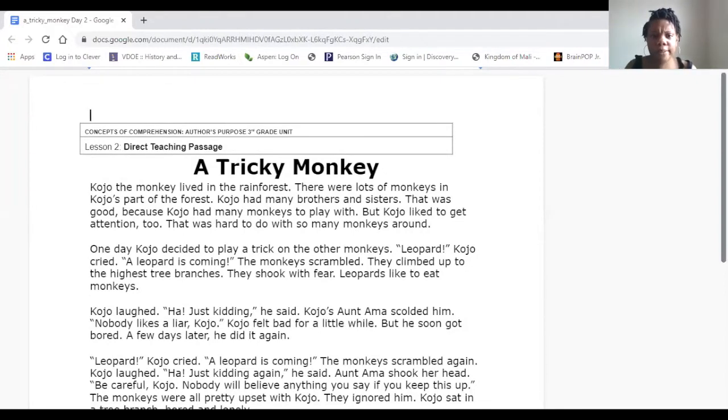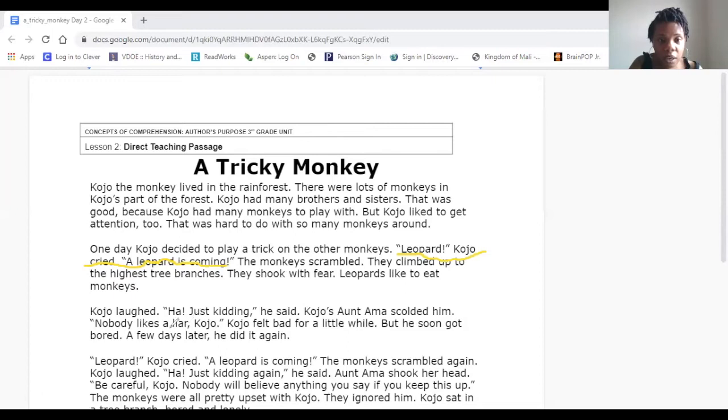So what do I know about this text? I know that this is a fiction text because the monkey is talking. Kojo is talking, and monkeys don't usually talk. So let's look here. "Leopard," Kojo cried. A leopard is coming. Well, the monkey is talking, so it's definitely a fiction text.